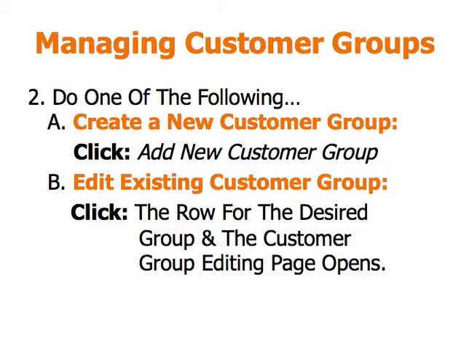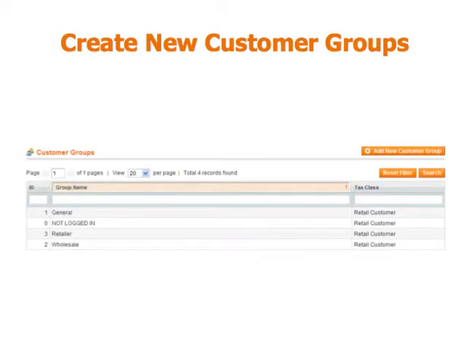Your other alternative from that screen is to edit existing customer groups. So you can click the row for the desired group and the customer group editing page will open. So there's that. Pretty self-explanatory.